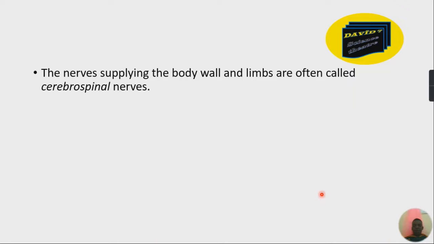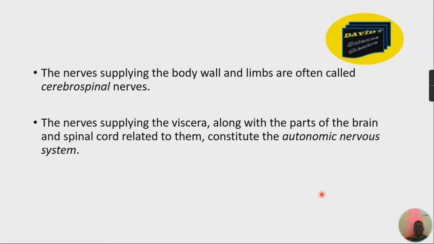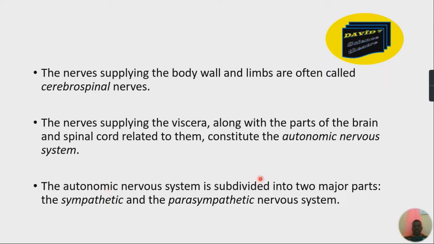The nerves supplying the body wall and the limbs are often called cerebrospinal nerves. Okay, those supplying the body wall and the limbs. And the nerves which are supplying the viscera, along with parts of the brain and spinal cord related to them, constitute what we call the autonomic nervous system. Viscera, autonomic nervous system. The autonomic nervous system is further divided into the sympathetic and parasympathetic nervous system. So that is what we can say about the nervous system.